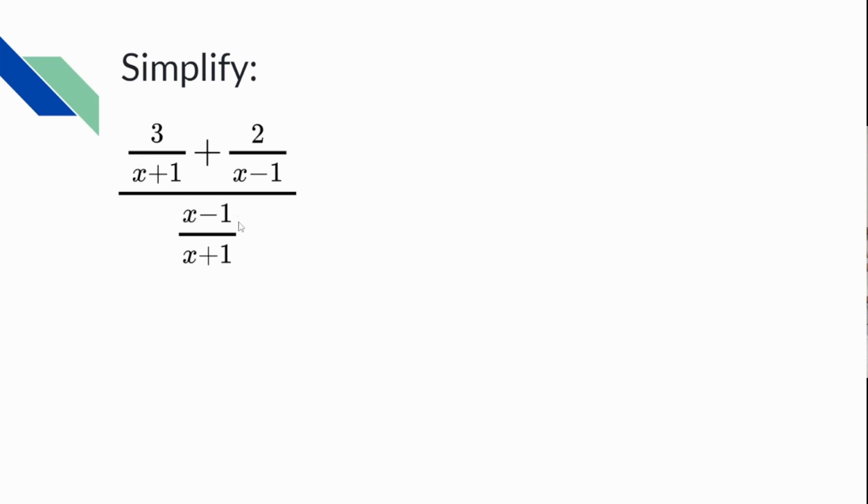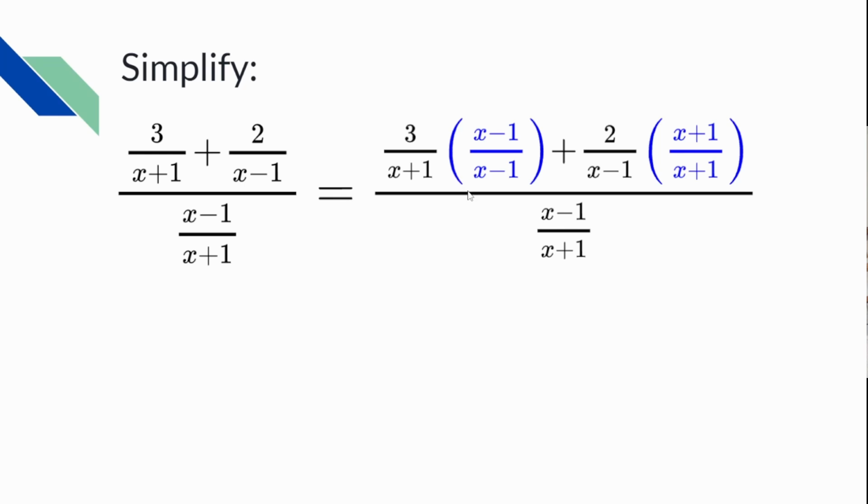We already have a single rational expression in the denominator, but up top we have some addition. So we need to make this fraction addition happen to get one fraction. The LCD is x plus 1 times x minus 1. So we multiply this first fraction in black by this fraction in blue, that's something equal to 1, and we multiply the second black fraction by this second fraction in blue here.